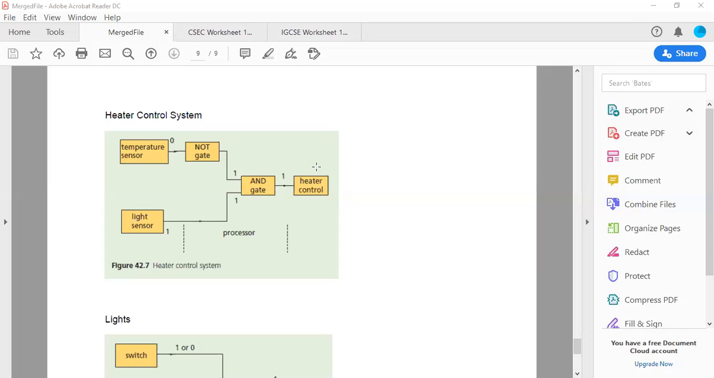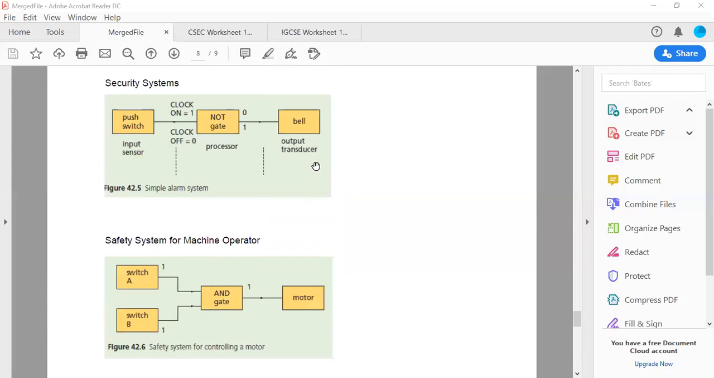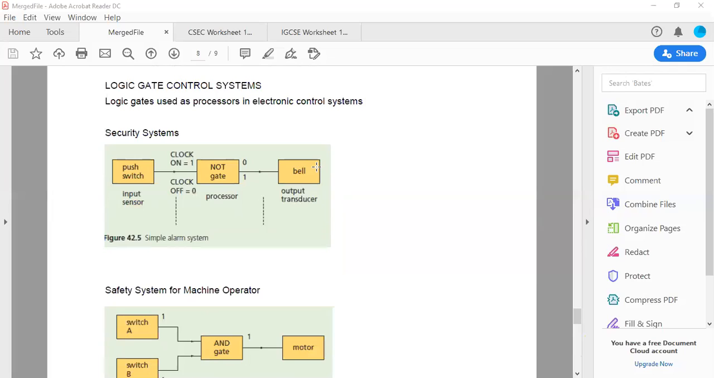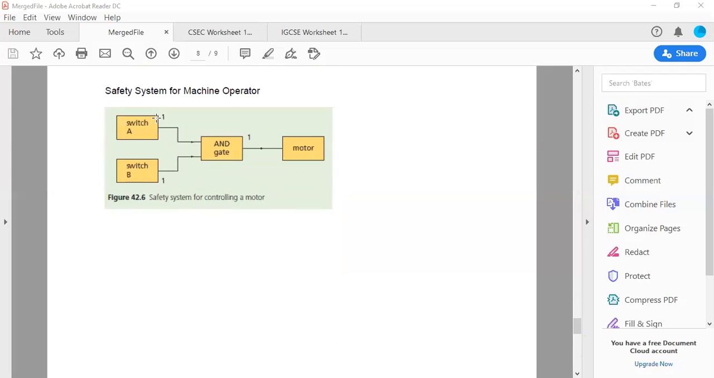Good. So just continuing, the last place we stopped at was the logic control system, and the simplest one we did was the security system, in which we'd have a push sensor, which would be a push button, and a NOT gate to relay the information to the bell. But there's a timer, so obviously the NOT gate would include a timer that would cause the bell to ring for a certain time. Your bell is your output transducer, the NOT gate is your processor, and your input sensor would be the bell push.